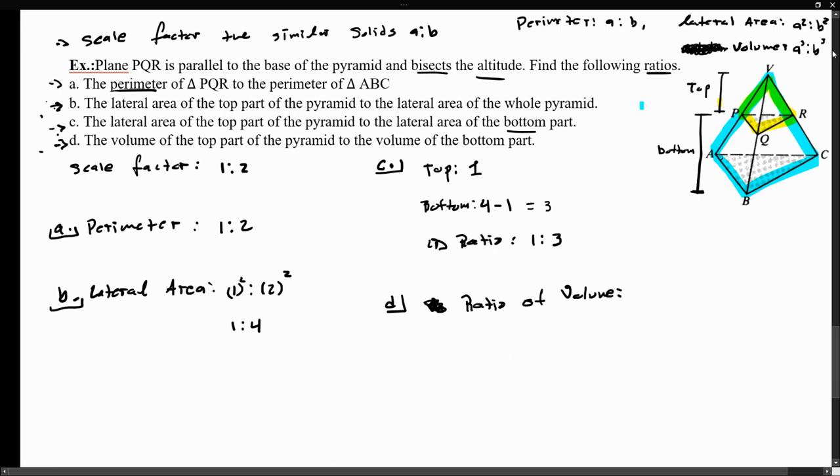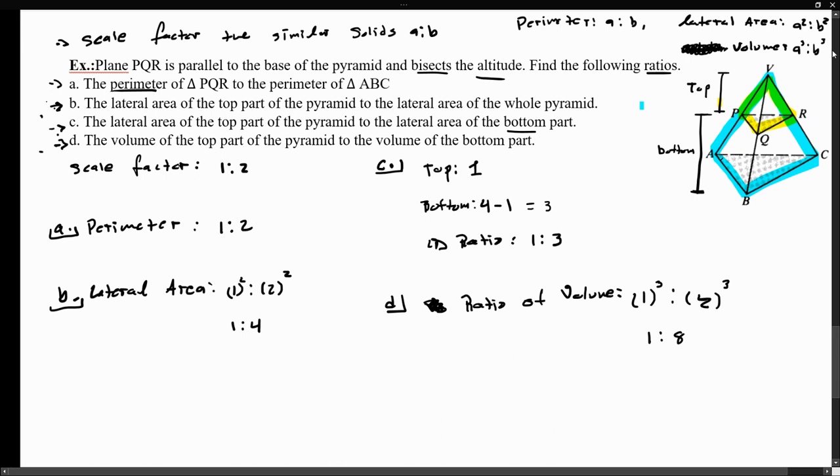So therefore, we're going to have a ratio of 1 cubed to 2 cubed, which is equivalent to 1 to 8. So if the volume of the upper pyramid has a value of 1, then the volume of the whole pyramid is going to be equal to 8.